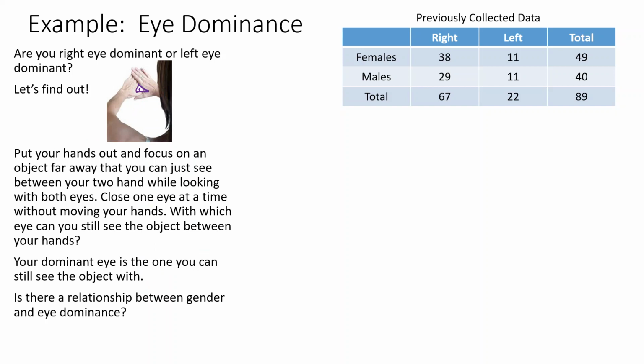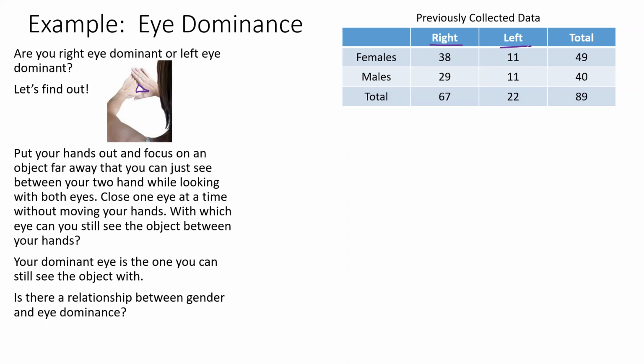And then one eye at a time, close your eye. For one of your eyes, you should be able to see the thing in between your hands, and for the other one, you can't. The eye where you can still see the thing is your dominant eye. All right, so it's either your right eye or your left eye.